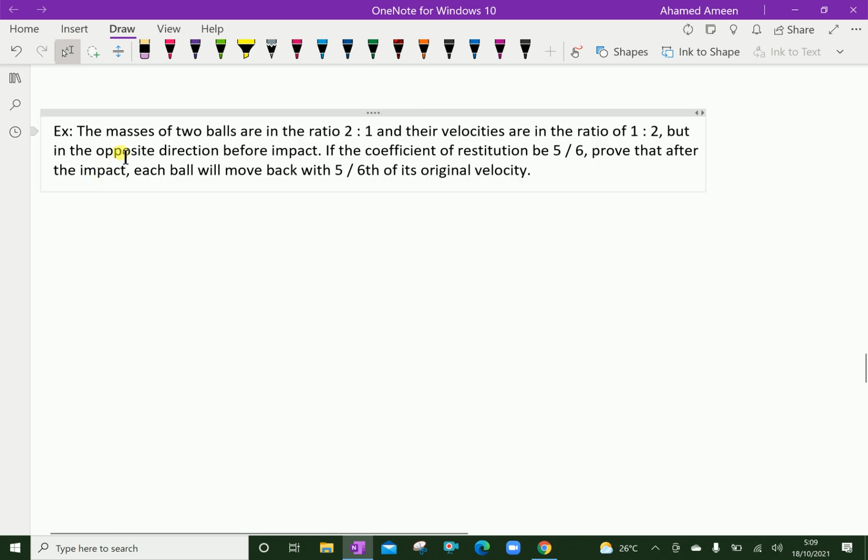Now we'll do one more problem. Example: the masses of two balls are in the ratio 2:1 and their velocities are in the ratio 1:2, but in the opposite direction before impact. If the coefficient of restitution is 5 over 6, prove that after the impact, each ball will move back with 5 over 6 of the original velocity.